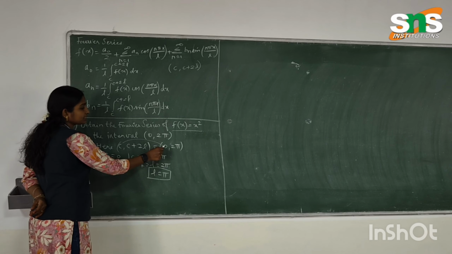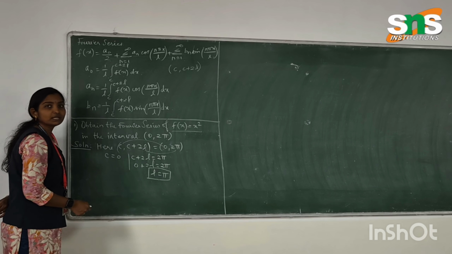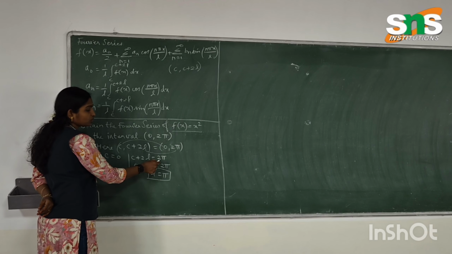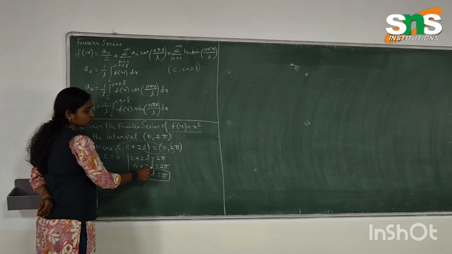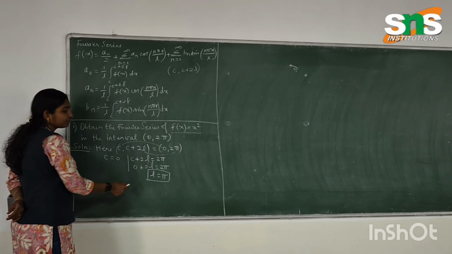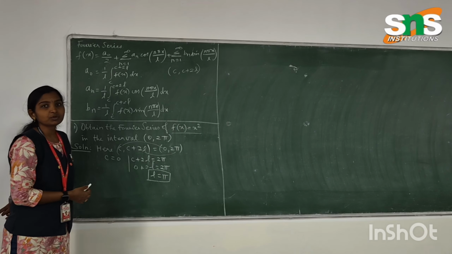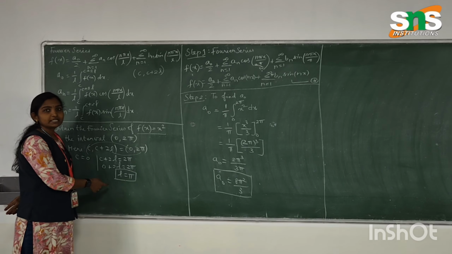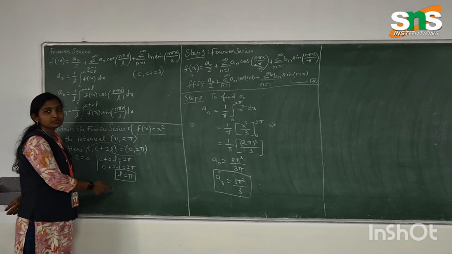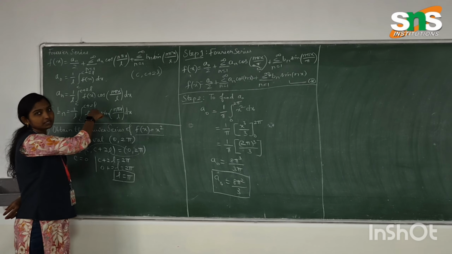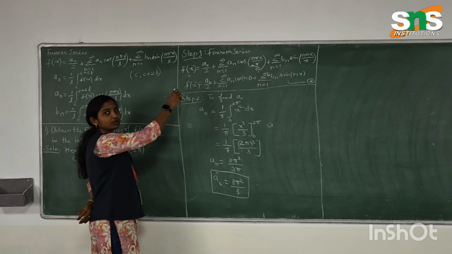Therefore, on comparing, c is equal to 0 and c plus 2l is equal to 2 pi. If c is equal to 0, c plus 2l is equal to 2 pi means 0 plus 2l is equal to 2 pi and l is equal to pi. And later on, we will be starting with the step 1 process of Fourier series. Now what we have got is l is equal to pi here. We are going to substitute l is equal to pi in the Fourier series and all the coefficients here. So step 1, what is step 1?